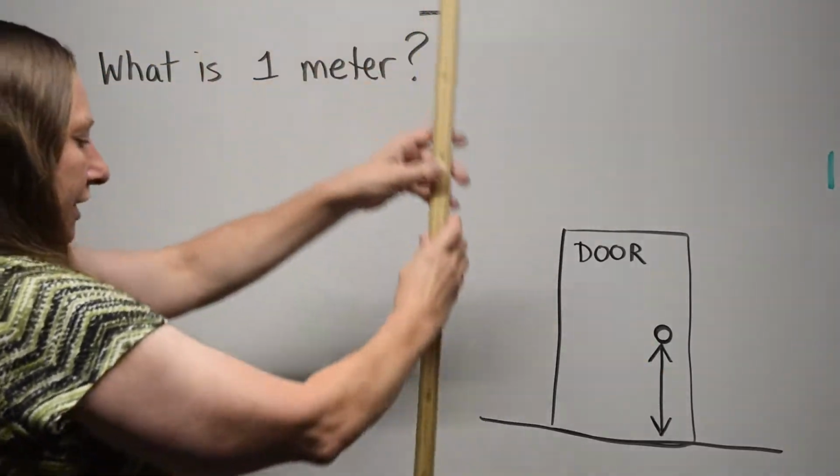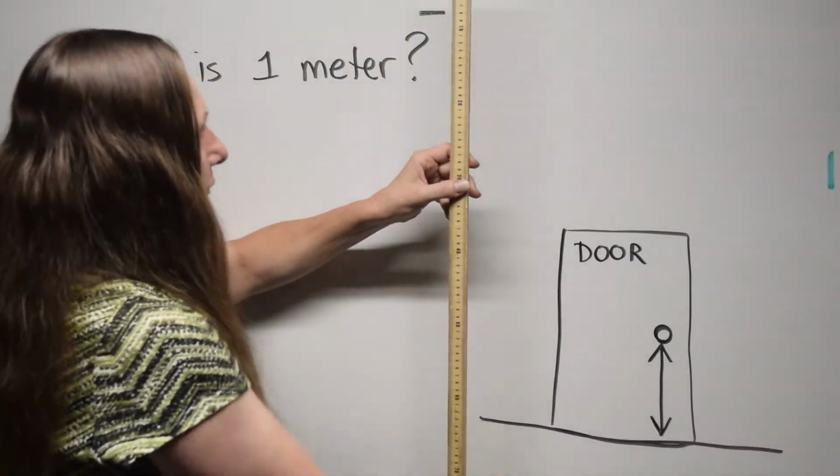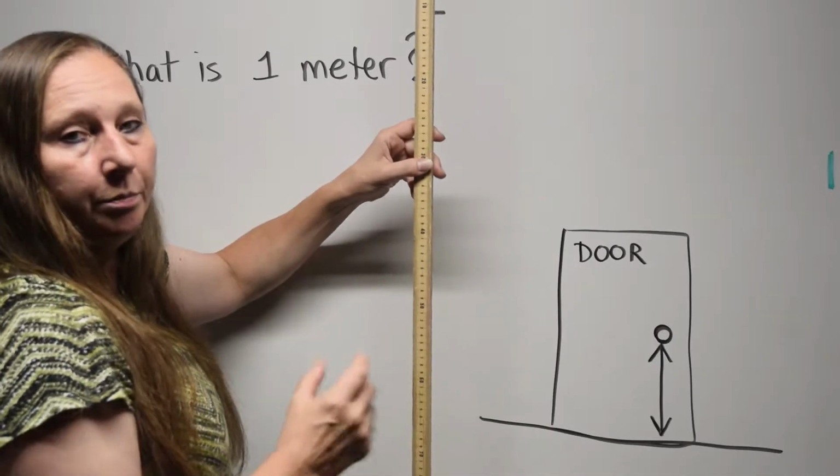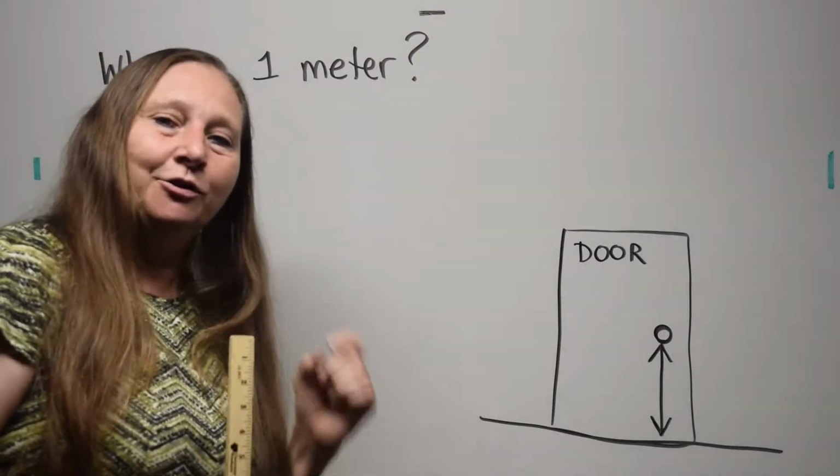And if you were to put this down on the floor, from the floor to a doorknob would be approximately a length of 1 meter.